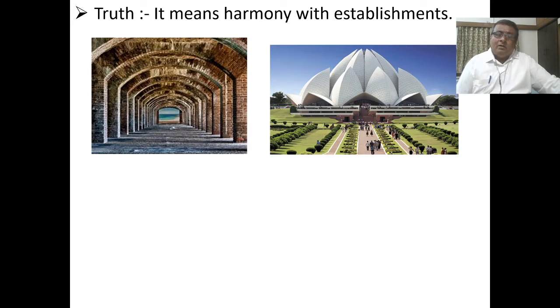Now truth means it shows harmony with the establishment. Here is one old structure. The arches are so finely designed that they are in harmony with each other, and when you stand over there, you can have a good view of all the arches till the end. Now this is the famous Lotus Temple. It has the appearance of a lotus flower. So it has been constructed to have harmony with the establishment. It imitates a lotus.